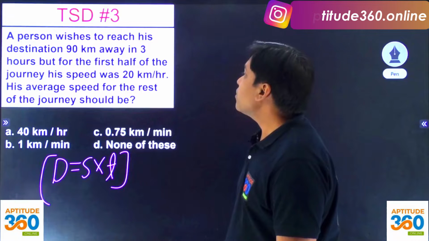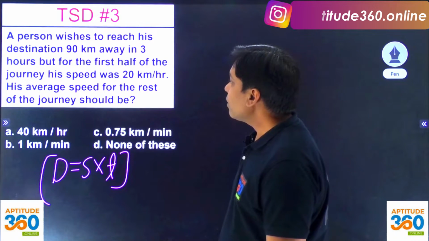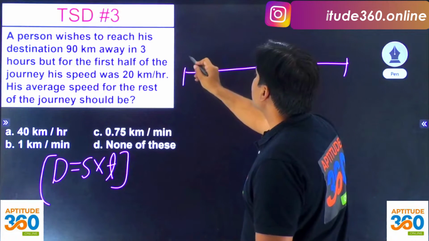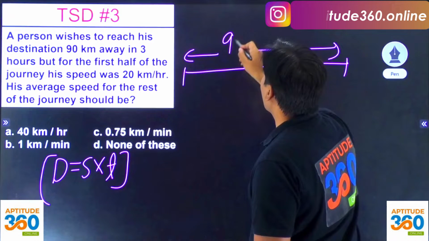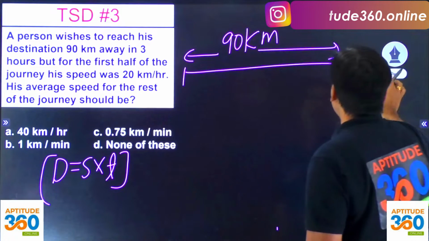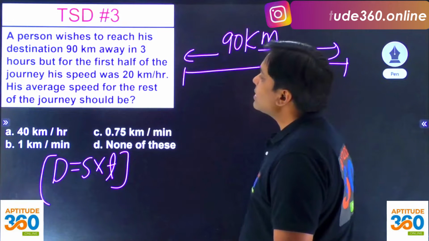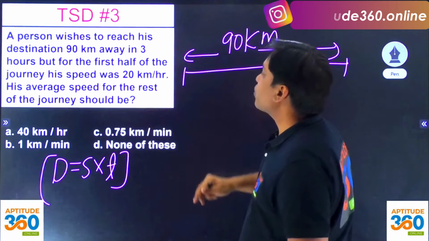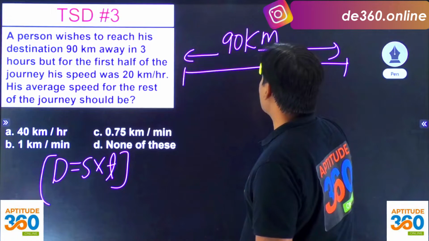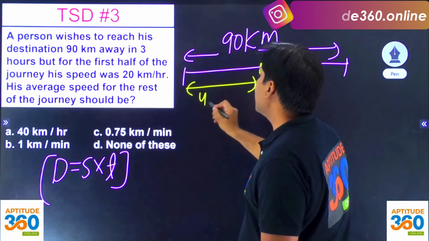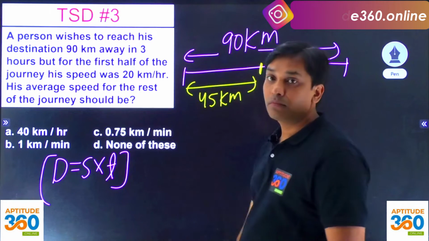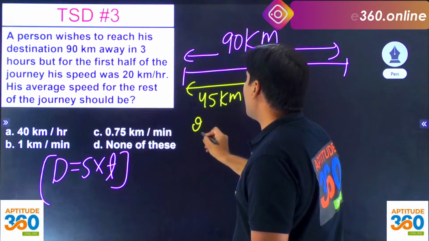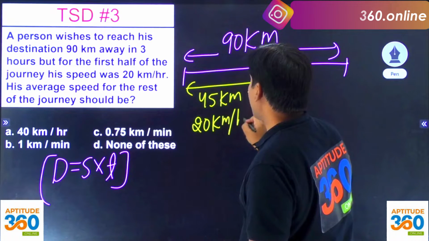A person wishes to reach his destination 90 kilometers away in 3 hours. So let us take this distance as 90 kilometers. It also says that in 3 hours, but for the first half of the journey the speed was only 20 kilometers per hour. Now you understand what the first half of the journey is. It is 45 kilometers, half of the distance, and the speed is given as 20 kilometers per hour.